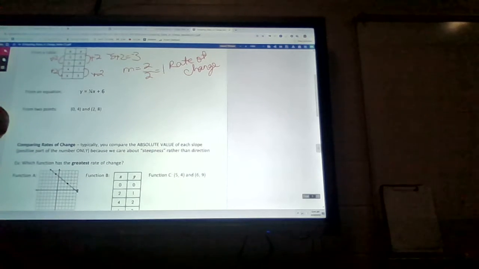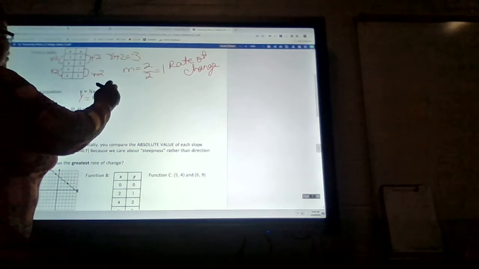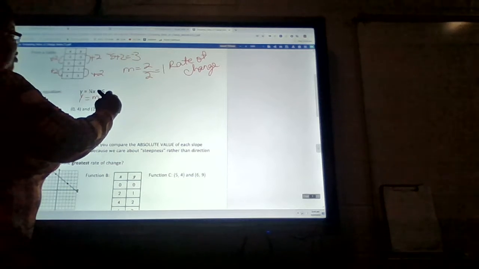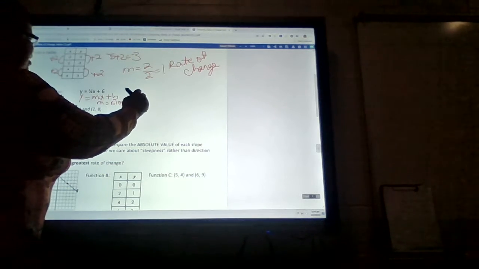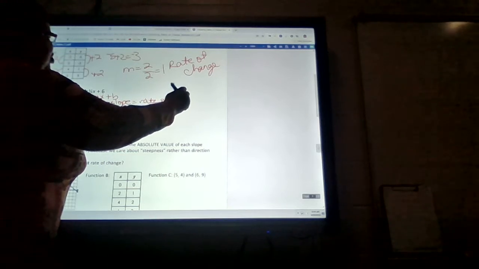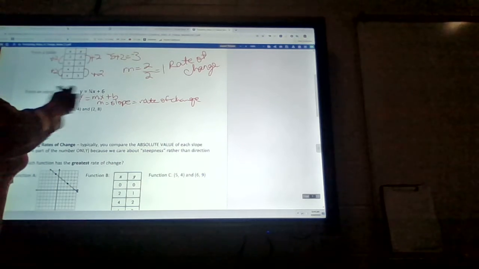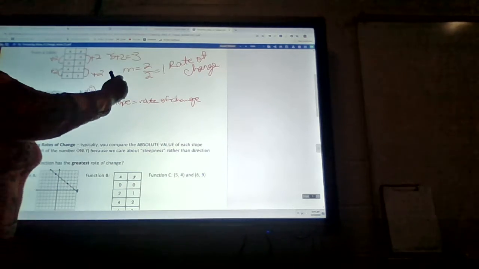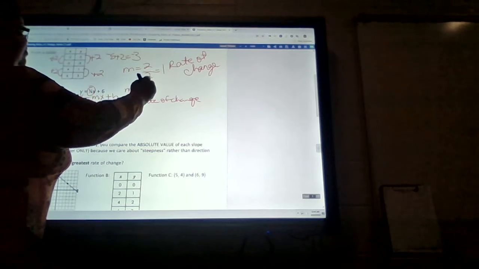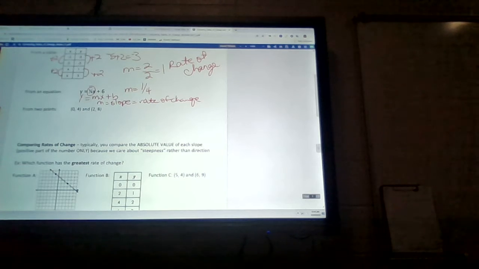Okay, and now from an equation, remember y equals mx plus b, where m is equal to your slope. And remember I told you last week slope is also rate of change. So the number in front of x is your slope. So that's that one. Now, from 2 points, we just learned this.